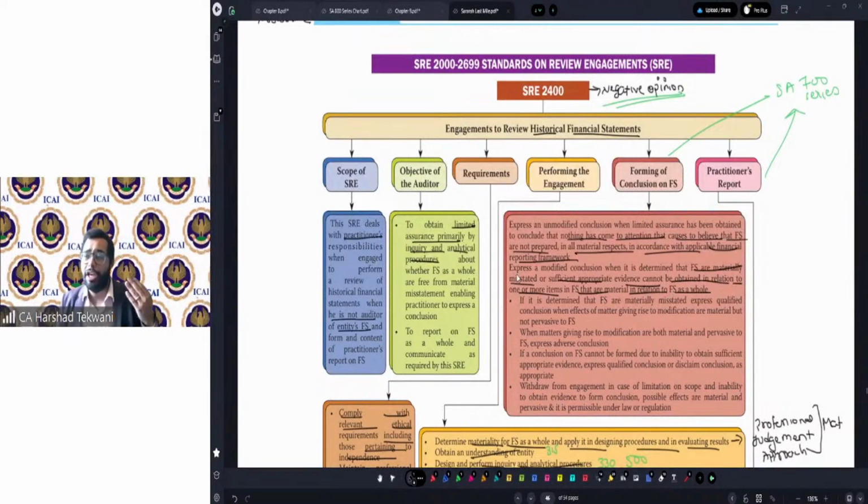Clear? And you can even issue a disclaimer of opinion if the effect of not getting appropriate audit evidence is both material and pervasive. Also, if you do not want to issue a disclaimer of opinion, you can withdraw from the engagement, provided it is not prohibited by law. Simply the same as what we have seen in SA 700 series. Nothing different is there.